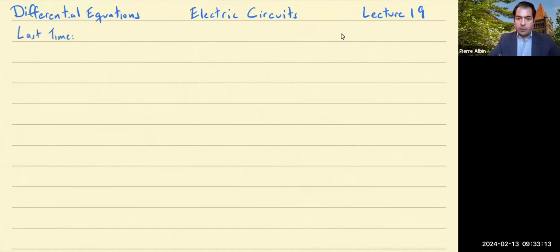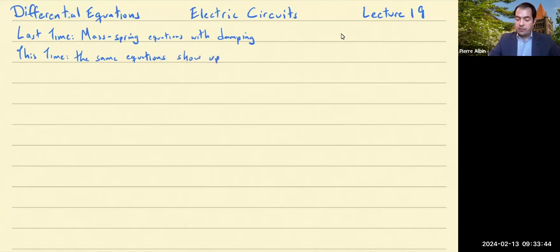Last time, we talked about mass spring equations with damping. This time, we're going to talk about the same equations, but in a different context. They're going to show up when modeling RLC circuits.